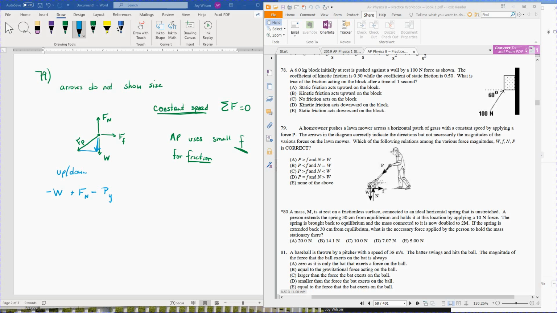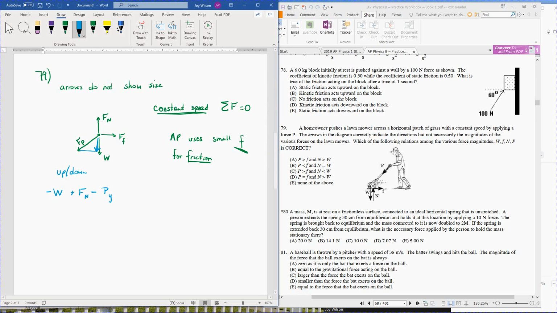Okay, so when we're talking about this problem, we know from our free body diagram that what this does to us is that the force normal up has to be equal to weight plus the Y component of the P force. So force normal is bigger than weight, and force normal is also bigger than P sub Y.